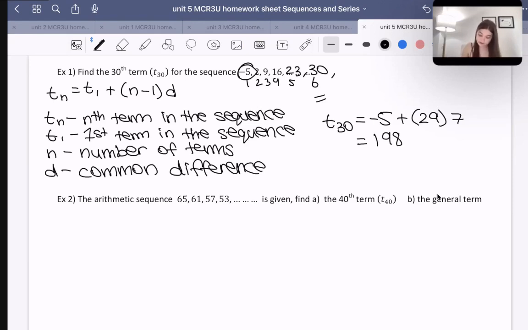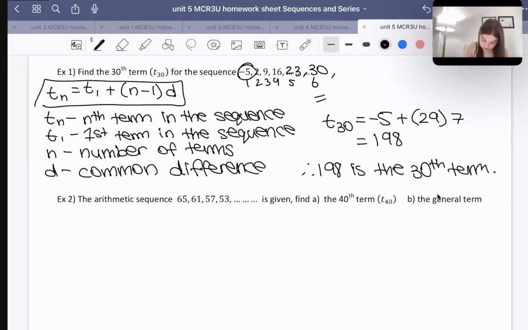So therefore, 198 is the 30th term in the sequence. Now, I want to talk a little bit more about this formula because I encourage you to really understand this formula and not just memorize it. Now, that said, for grade 11 math, you can memorize it and you will do just fine on your test. However, it is always good to understand where this formula comes from.